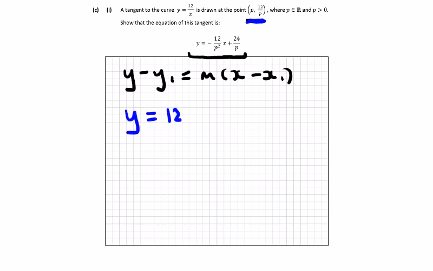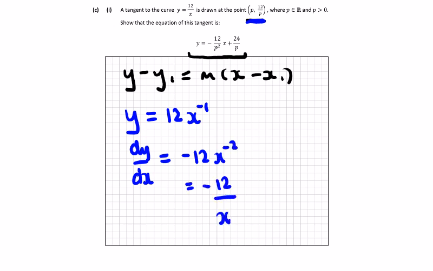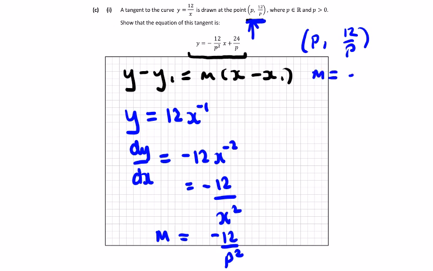y is equal to, I'm going to bring the x up, 12x to the minus 1. So dy/dx gives me the slope at any point. That's going to be minus 12x to the minus 2, which is equal to minus 12 over x squared. And the x value is p. So m is equal to minus 12 over p squared. So I have my point (p, 12 over p). And I have my slope is equal to minus 12 over p squared.